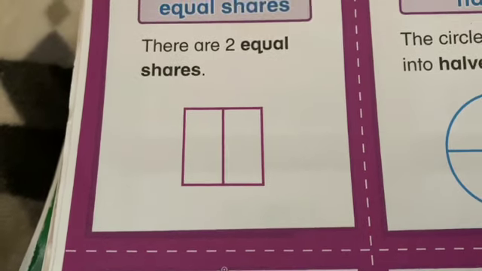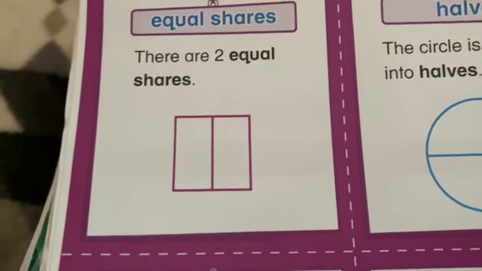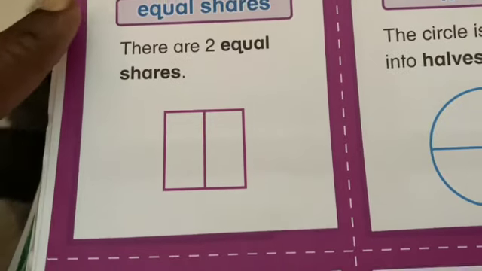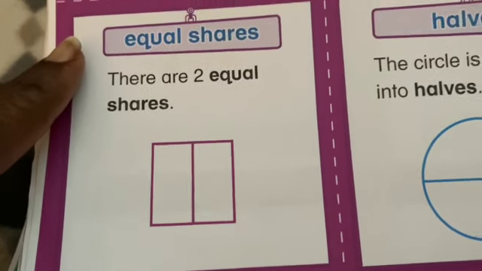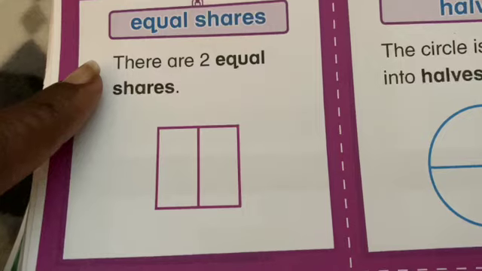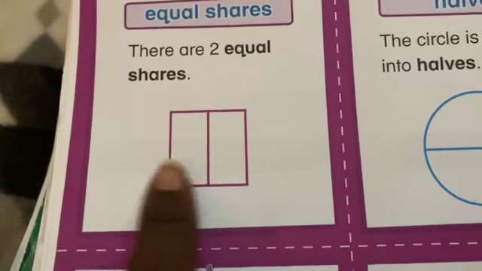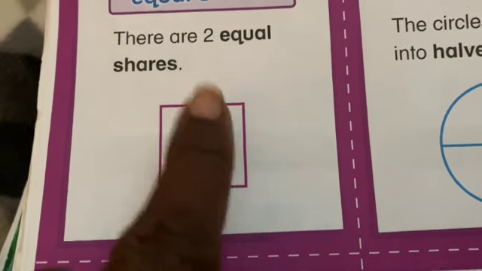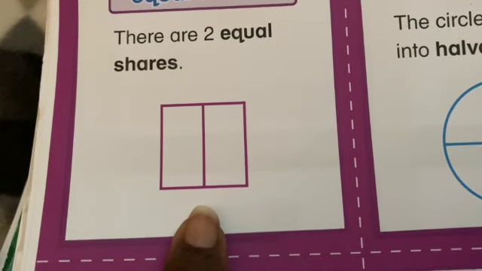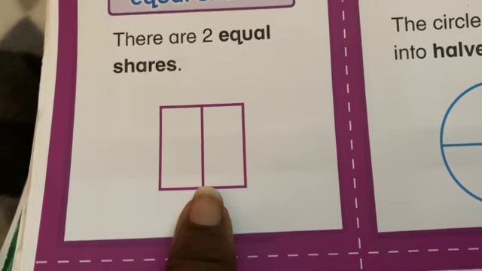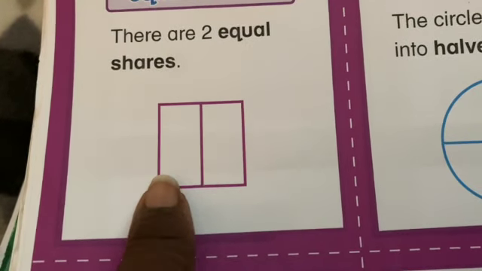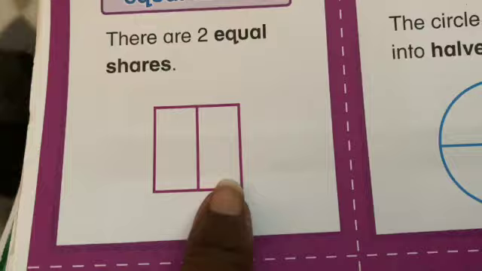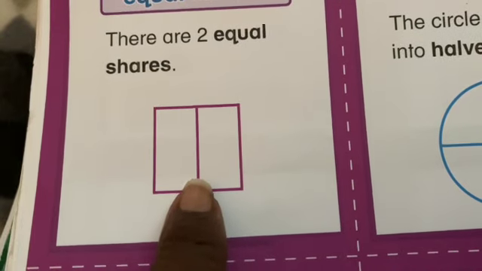Okay, let's learn some word concepts. When we say equal shares, there are two equal shares. So you see that there is a square, and then a line is drawn right in the middle of the square, and so it's now that represents a half.